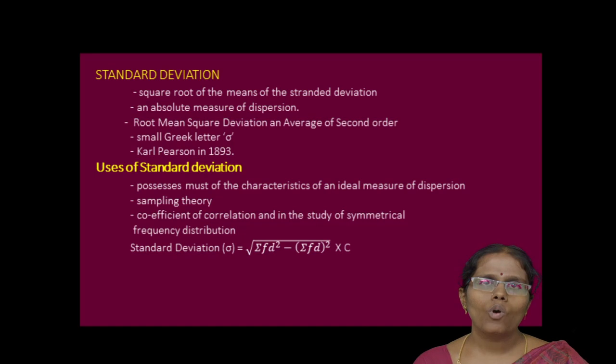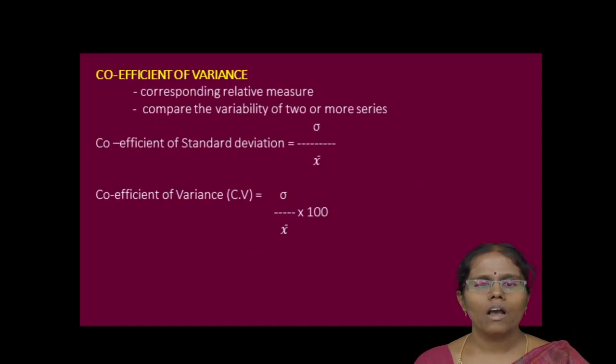Next, the coefficient of variation. The corresponding relative measure is known as the coefficient of variation. It is used to compare the variability of two or more series. How to find the coefficient of standard deviation? Standard deviation divided by x bar. X bar means arithmetic mean, the best measure of central tendency. Next, the coefficient of variation, shortly known as CV. CV is equal to sigma divided by x bar into 100.